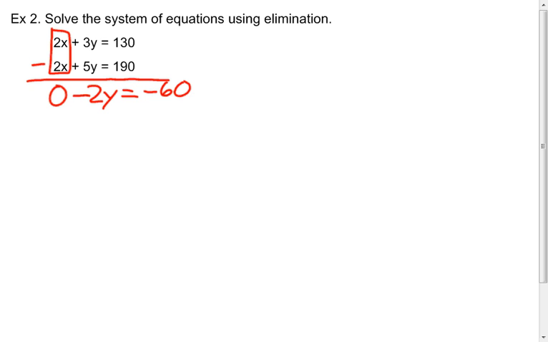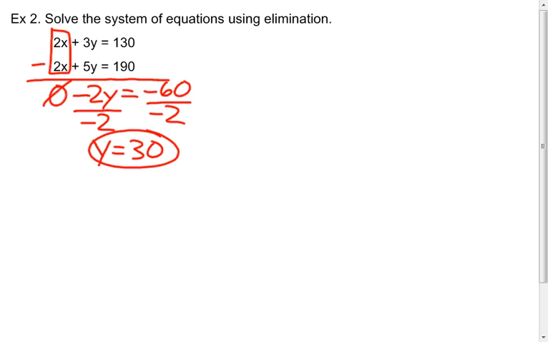Again, the piece that's the same or opposite ends up canceling out. It eliminates that variable. That's why we look for those things. Solve for y. Divide by negative 2. y equals 30. Okay, there's half my answer. I can plug it into any equation I want. This time I'm going to plug it into the top one. So instead of y, I'm going to write 30.